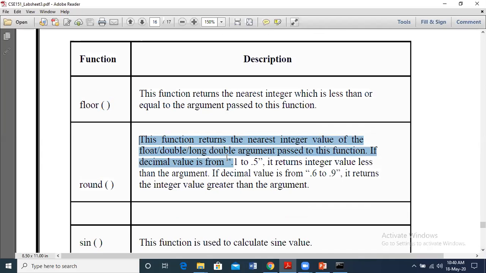Here we need float, double, or long, because it needs to be a decimal value. If it is from 0.1 up to less than 0.5, it will round to the lower value. 0.5 or more than 0.5, it will round off to the higher value. Okay, is this clear? Round and floor? Yes or no? Yes, ma'am.